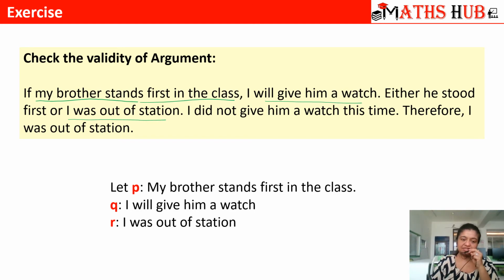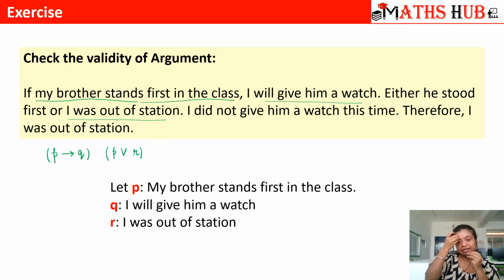So let's come to the first statement. If my brother stands first in the class, I will give him a watch. So which kind of logical operator, connector is it? It is if-then. That means if my brother stands first in the class, then I will give him a watch. So P implies Q, right? The second one, either he stood first or I was out of station. So either he stood first was P, either or, so it is the disjunction operator, and I was out of station is R.